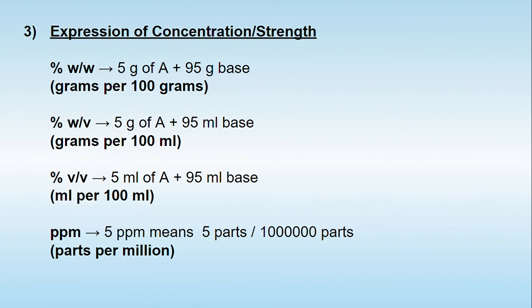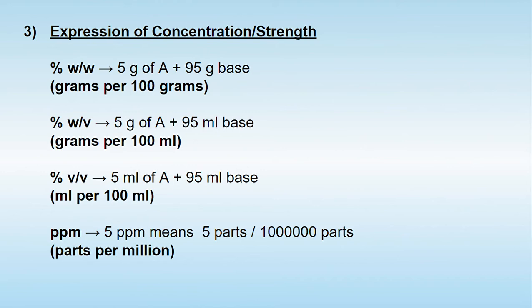So let's say 5% weight by weight of substance A. It means I am taking 5 grams of substance A and adding 95 grams of the base. Second, percentage weight by volume. It means grams per 100 ml. It means 5 grams of substance A plus 95 ml of the base. In this case, my substance A is a solid and my base is a liquid.